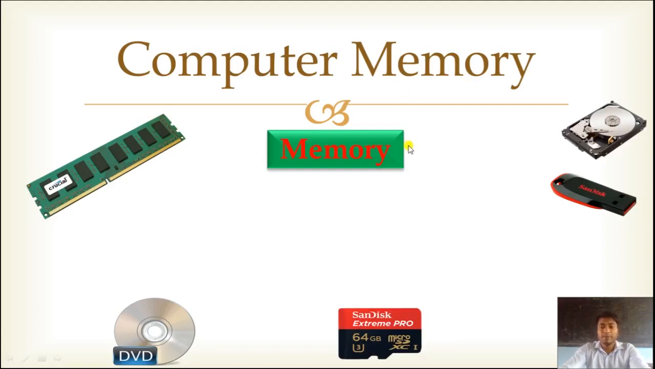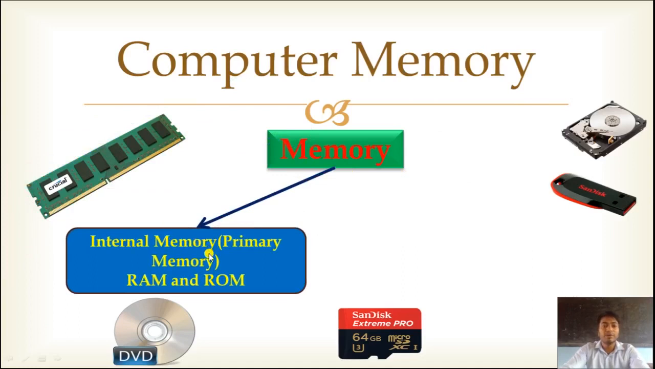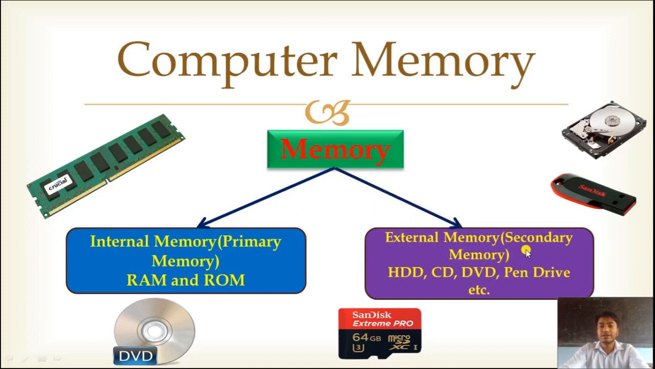Now computer memory. As we know, memory is the basic unit of a computer. Not only computers, nowadays we are using mobile phones, and there also we require memory. Then only we will be able to use our data and instructions in future. Understood? It is of two types. First, internal memory, also called primary memory. And second, external memory, also called secondary memory. What is internal memory? The memory which is fixed inside the CPU box is called internal memory. Example, RAM and ROM.